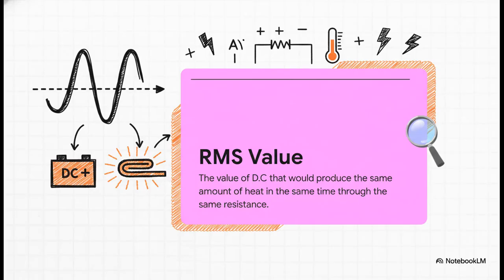So you might be thinking, if AC is always changing, how in the world do we even measure its power? Like, what's a useful number? Well, we use something called the RMS, or root mean square value. It's basically a super clever way of asking, hey, what's the DC equivalent of this AC source? It gives us a solid, workable number.